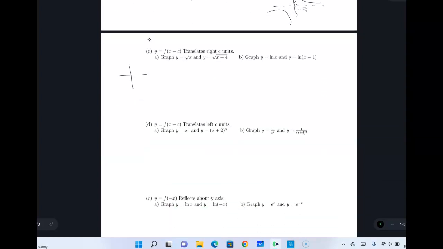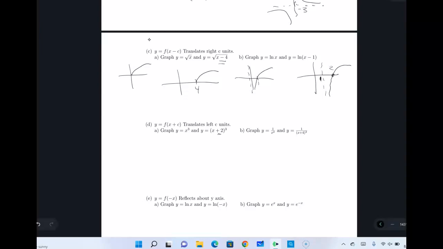So you know root x graph looks like this. So root x minus 4 is going to shift it to the right by 4, kind of the opposite direction. Here's ln of x, right? And that's where 1 is, and it's got an asymptote here. So if it's ln of x minus 1, you're going to want to shift it to where the asymptote is here at 1, and then it's going to cross here at 2.